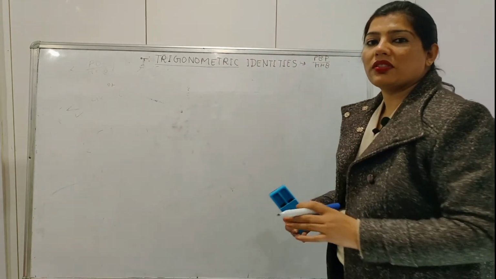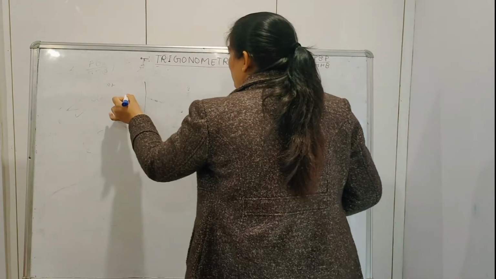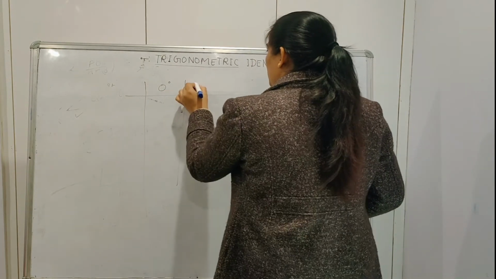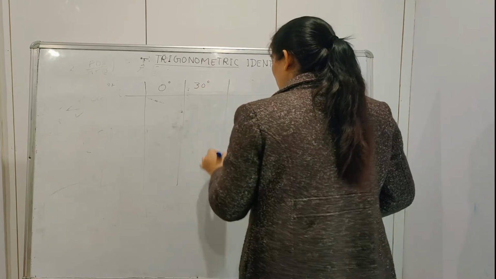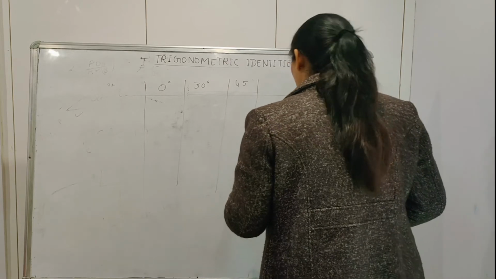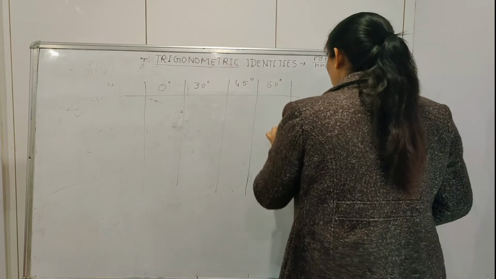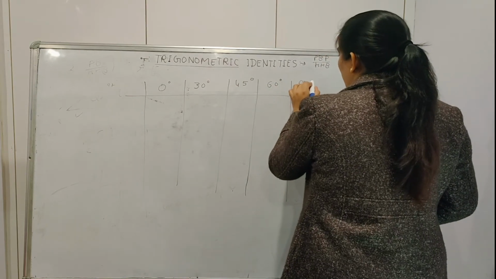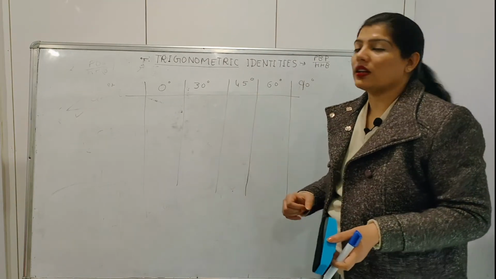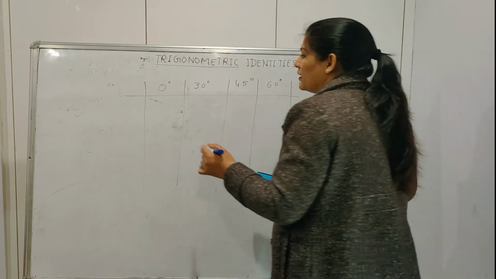So what is a trigonometric table? Generally, we have some standard angles: 0 degree, 30 degree, 45 degree, 60 degree, and then 90 degree. And we have to learn sine 0, cos 0, tan 0, or sine 30, sine 45, sine 60. So what is the method to learn all these?